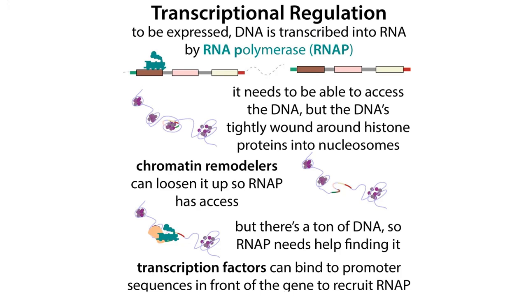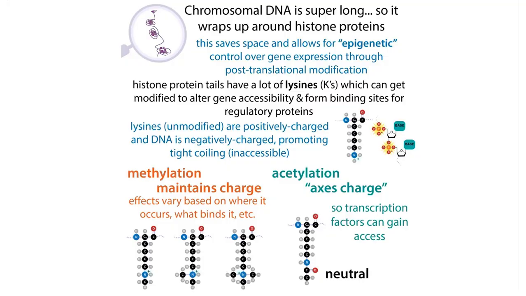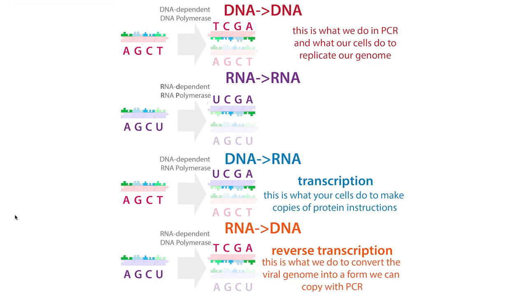However, in order to actually gain access to those regions, the chromatin structure needs to be modified. Those nucleosomes have to be moved out of the way. And so chromatin remodelers can help with this. Chromatin remodeling complexes can come and move those histones out of the way. And one of the ways they know where to go is through modifications to the histone proteins. The tails of those histones have a bunch of lysines that can get modified. And this can alter the accessibility of regions so that those transcription factors can come read in the window. Then the DNA can get unzipped and RNA polymerase can come make a copy.